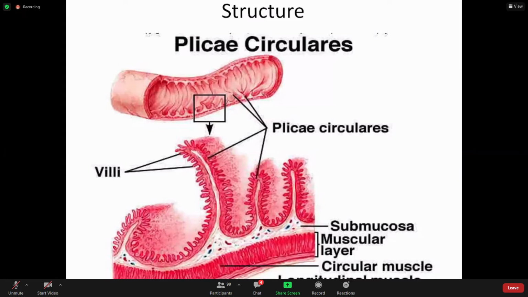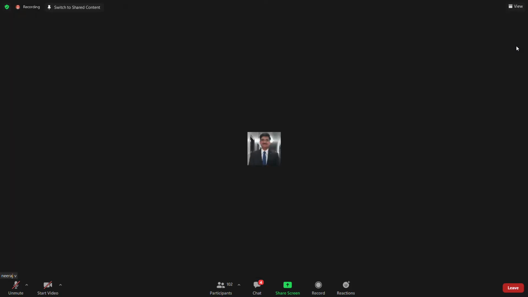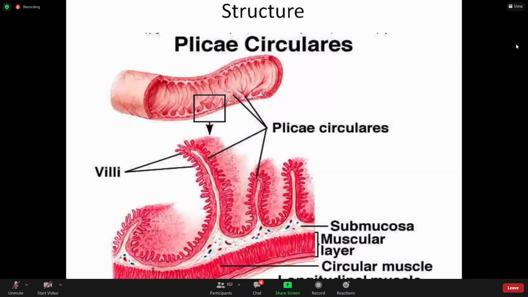So what is the structure? If we look at this picture, we will be looking at the structure of the wall of the small intestine. If we move from inside to outside, there are basically four layers. First is the mucosal layer, then the submucosa. After the submucosa, towards the peripheral side, you have the muscular layer. Then the outermost layer is your serosa. So moving from within outward: mucosa, submucosa, muscularis, and then the serosal layer.